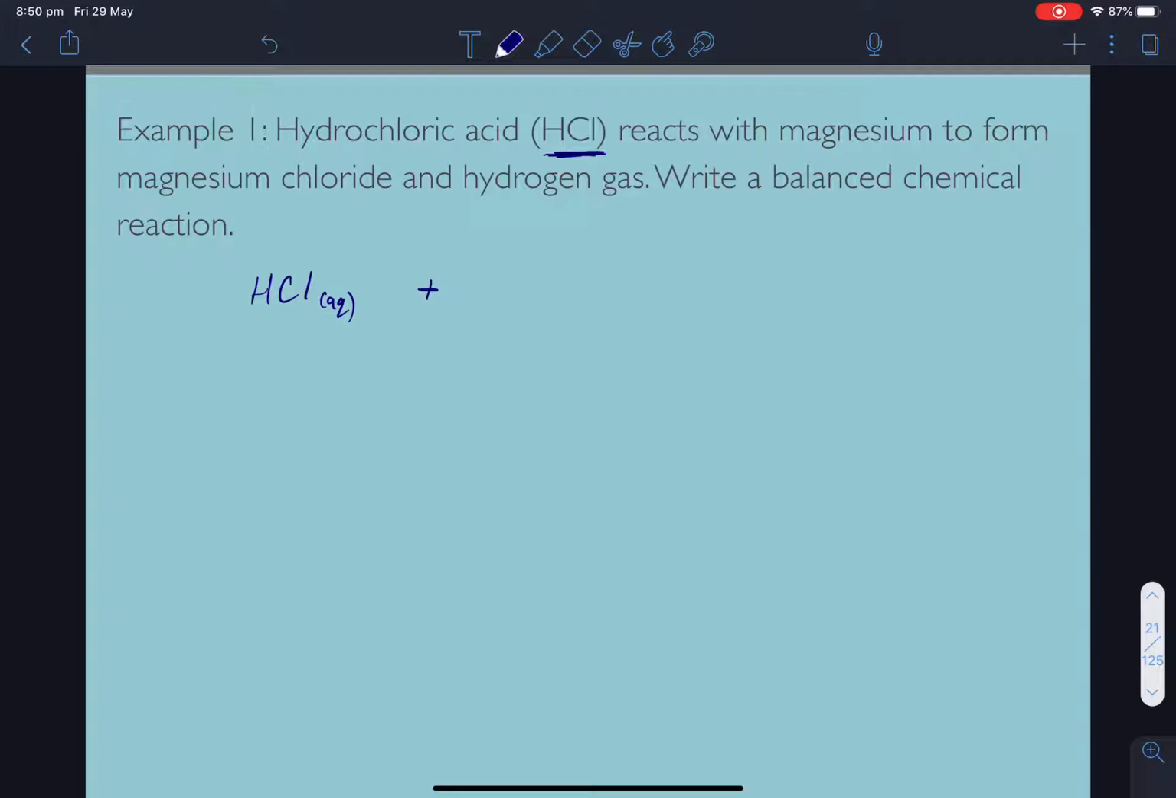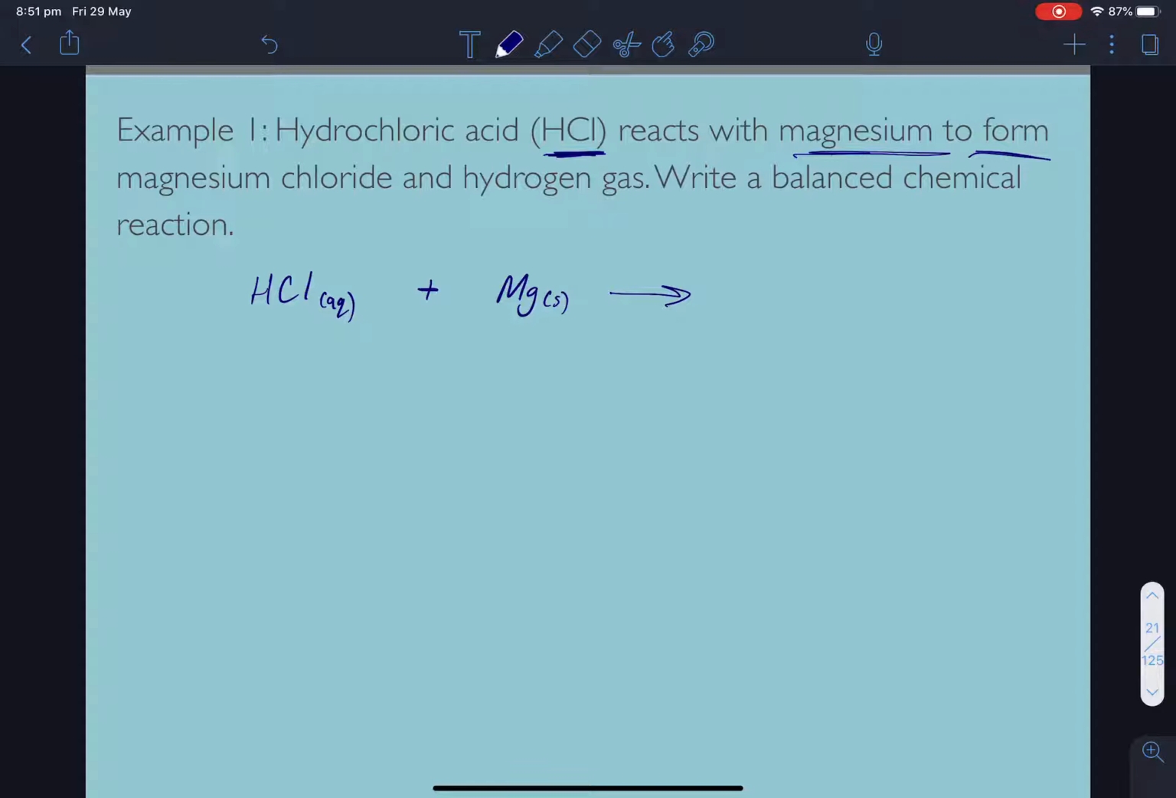And the other reactant, hydrochloric acid, reacts with magnesium. Magnesium's an element all by itself. Its symbol is Mg. And if it's magnesium all by itself, it's got metallic bonding and it's a solid chunk of magnesium. To form, reaction arrow. It's going to form magnesium chloride.